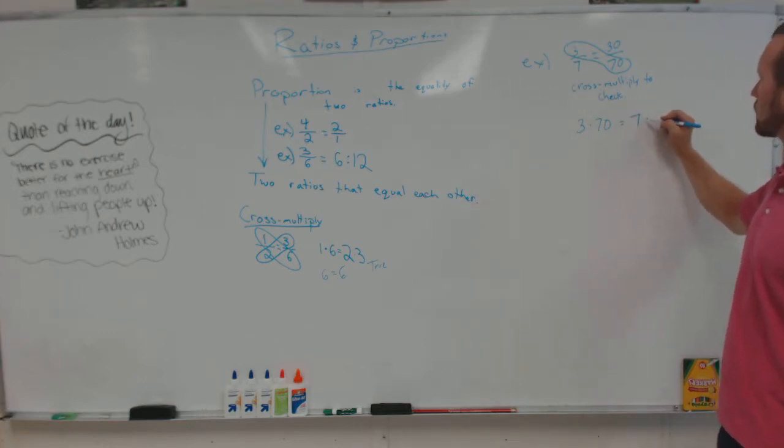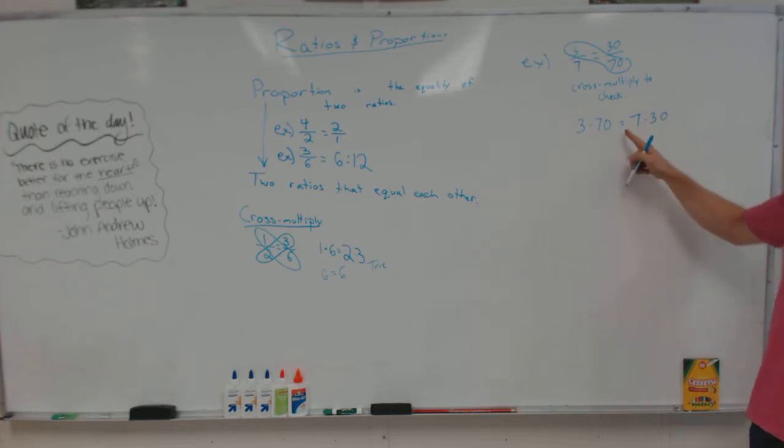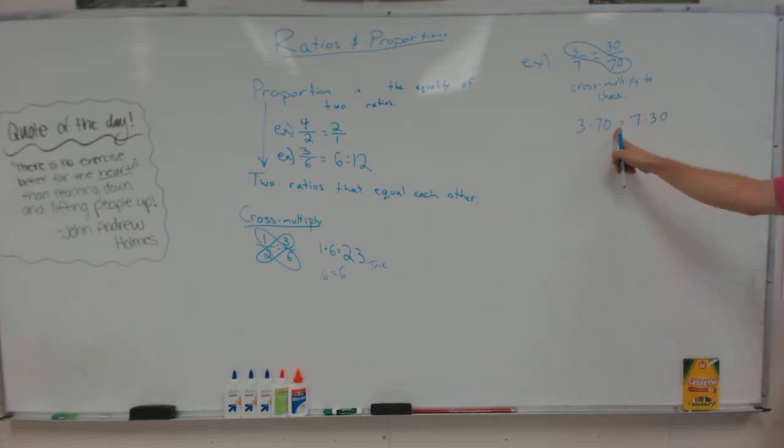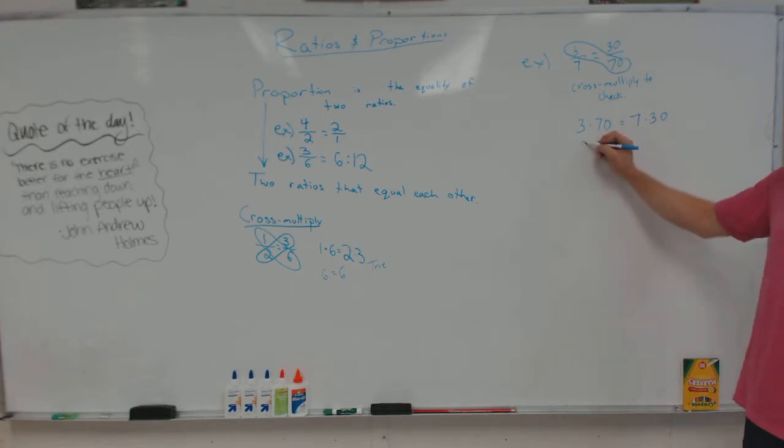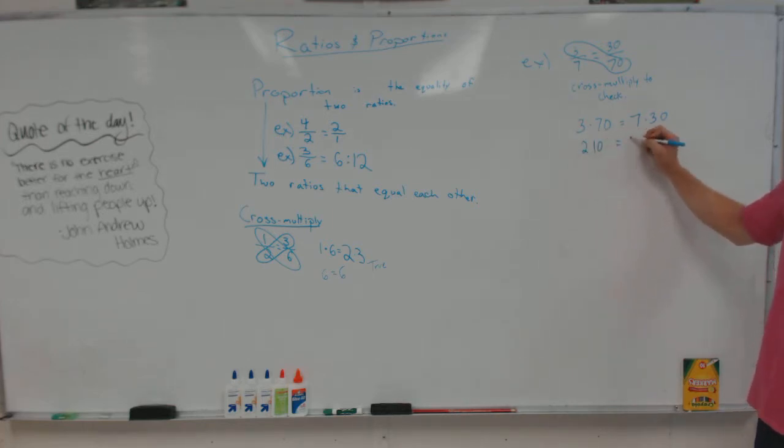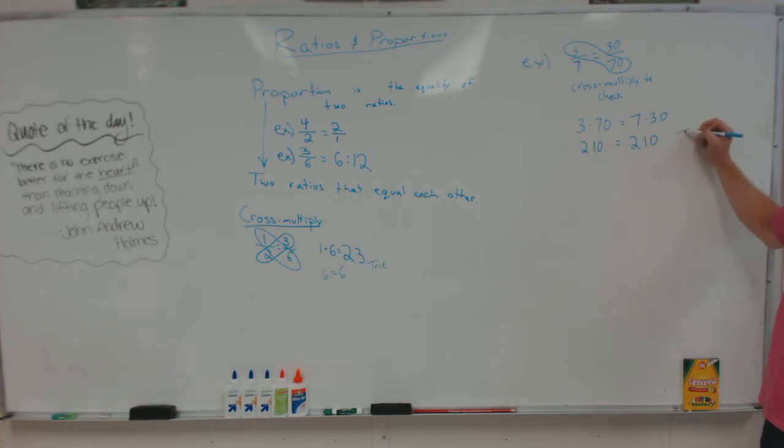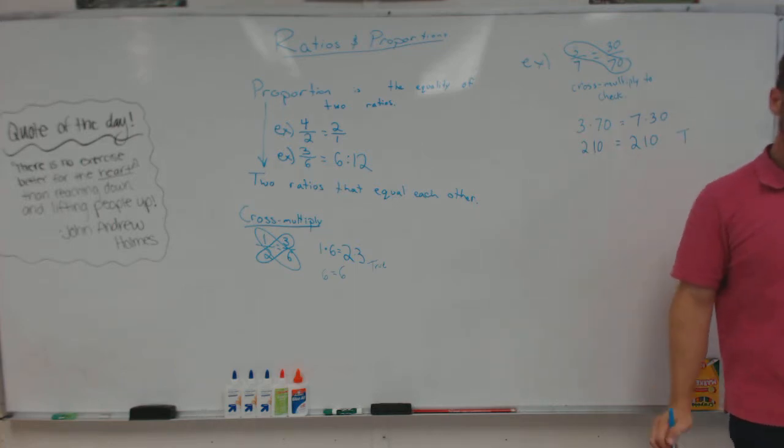Okay. So this equals is really important. We can't lose our equals. 3 times 70 equals 7 times 30. If we multiplied those out, 210 equals 210. That's true. I'll write a T for true.